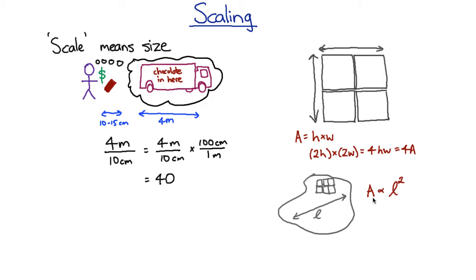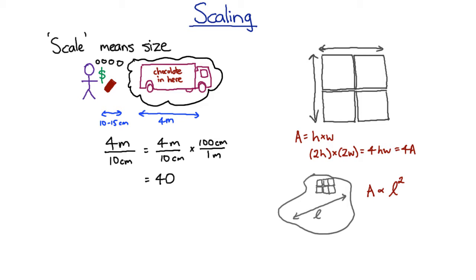So the area is some number times L squared. And so if I were to double that length L, then I would quadruple the area. Or if I was to increase that L by 1.5, then I would increase the area by 2.25, which is 1.5 squared.